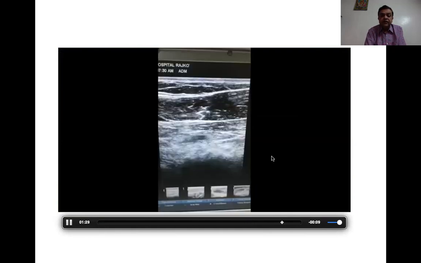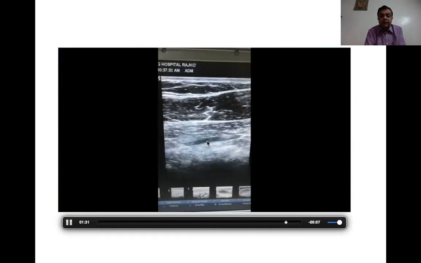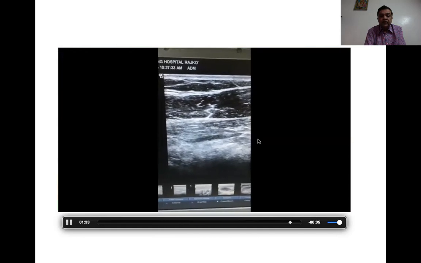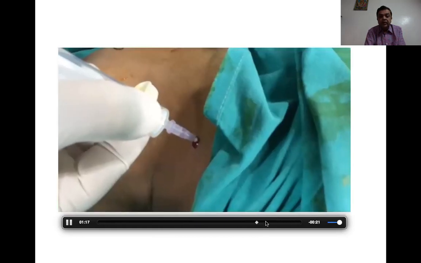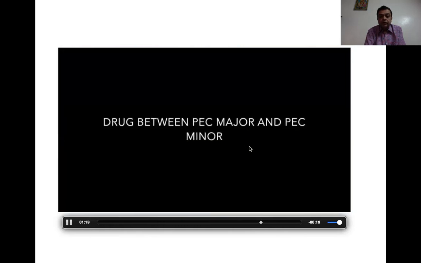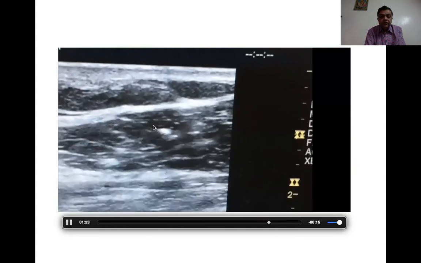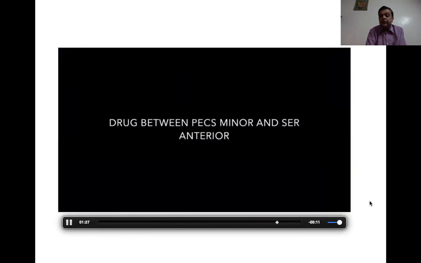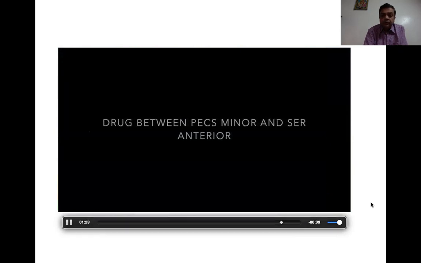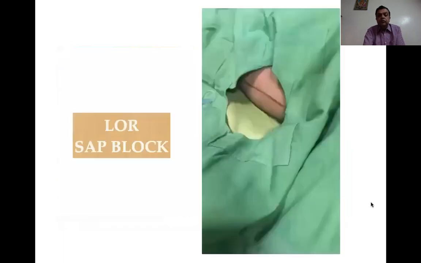So here you can see this is the drug between the pec minor and serratus anterior, and you can see the drug between pec major and pec minor also. So we confirm it with ultrasound. Here this is pec major and this is pec minor, and drug is nicely spread in the plane. So this is how you can give PECS 1 and PECS 2 block.